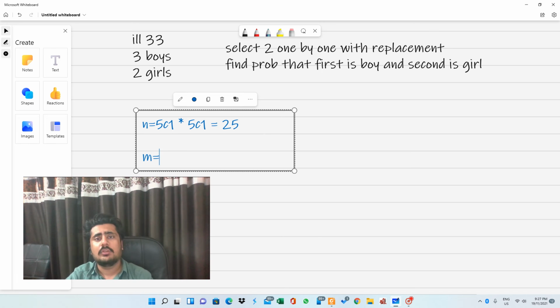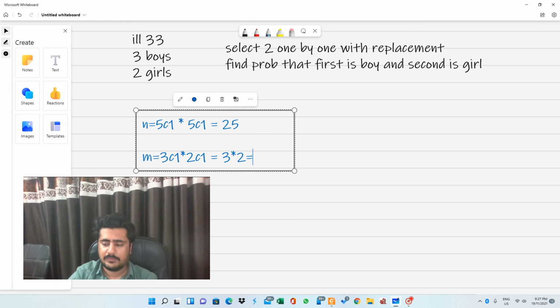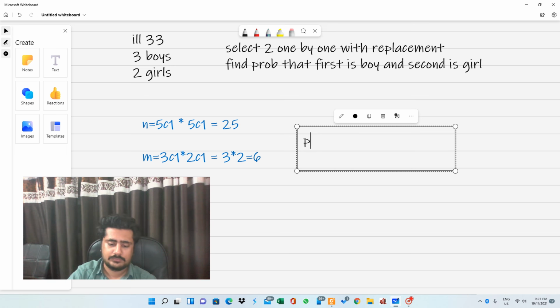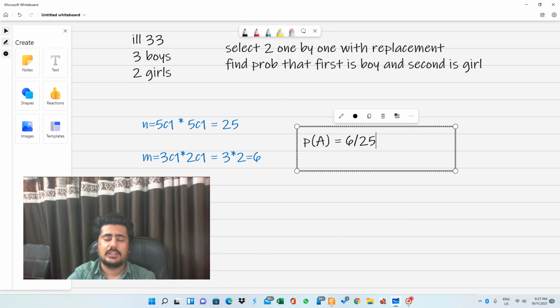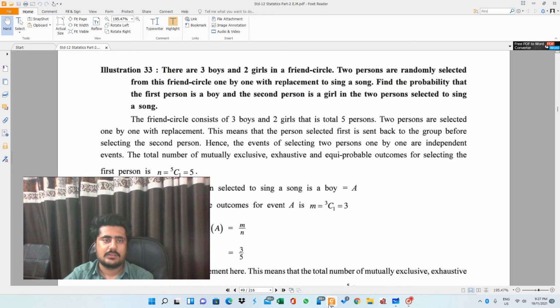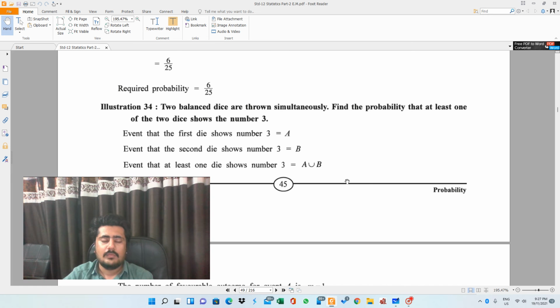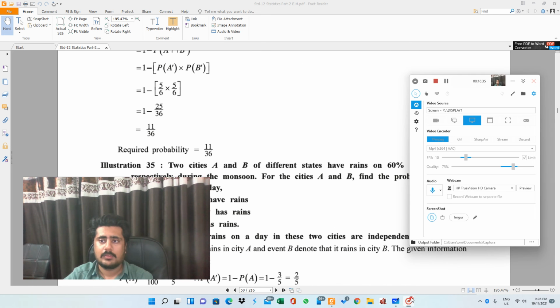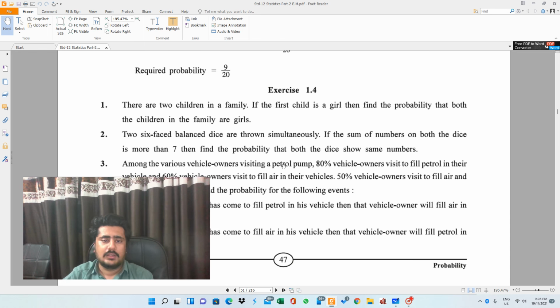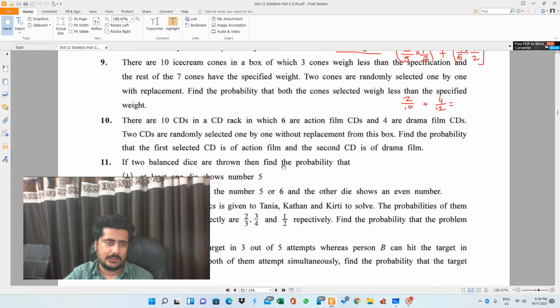Then they have told me that you have to find the probability that first is a boy, so it is 3C1, into another is a girl, 2C1. No difficult thing. So 3 twos are 6, and my probability is 6 by 20. You can do similar sums from the exercises.